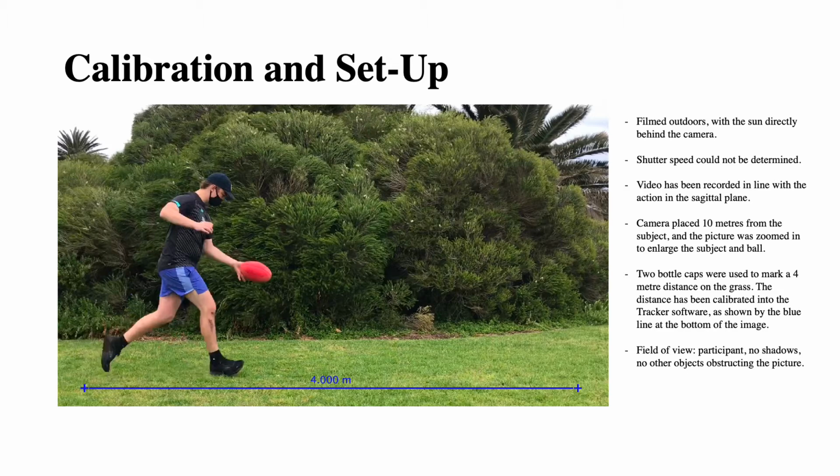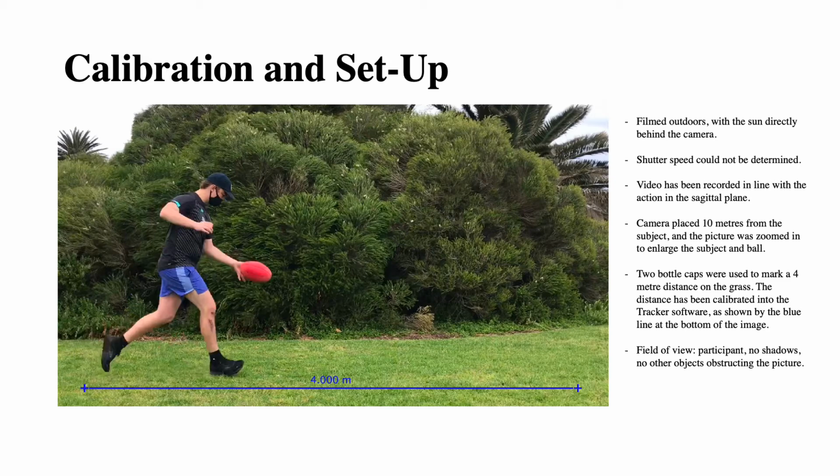The tracker motion software has been utilised as a means of measuring the initial velocity of the ball. The video was taken in line with the action in the sagittal plane. The camera was placed 10 metres from the subject and the picture was zoomed in to enlarge both the subject and the ball for a better quality analysis. Both of these methods aid in the prevention of perspective error.